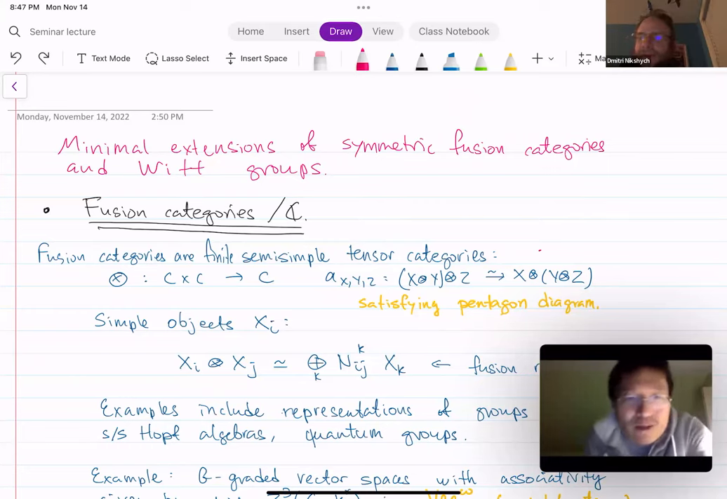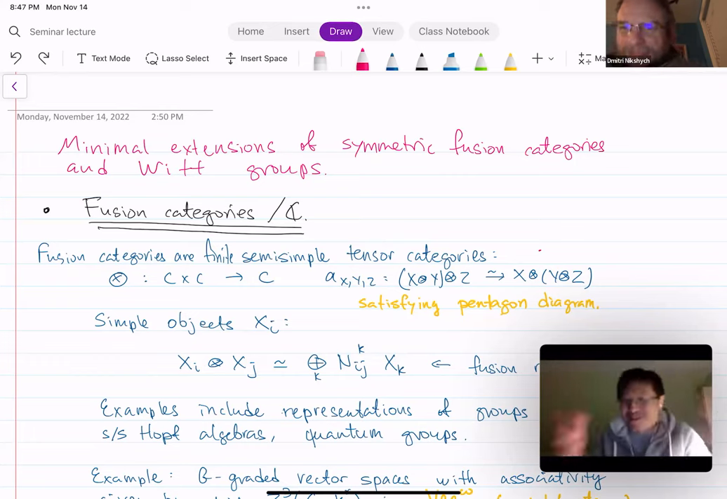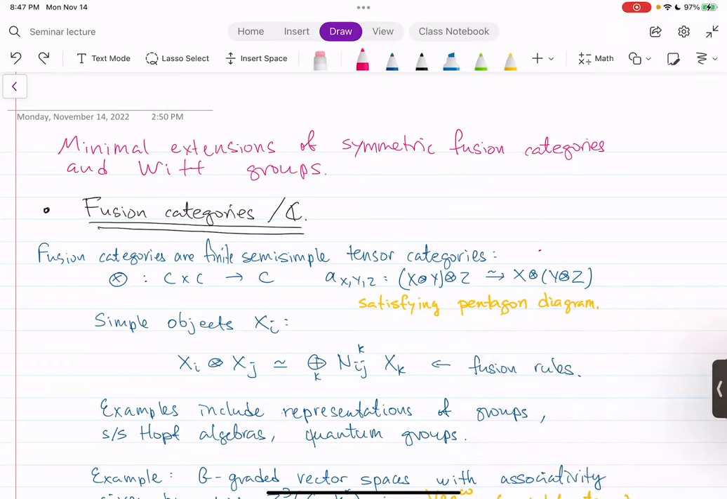So he's going to tell us about the minimal extension of symmetric fusion categories and the Witt groups. All yours. Okay, thank you very much, Liang, for the kind words, and thank you for the invitation and the opportunity to speak at this seminar. So I will talk about minimal extensions of symmetric fusion categories and Witt groups.